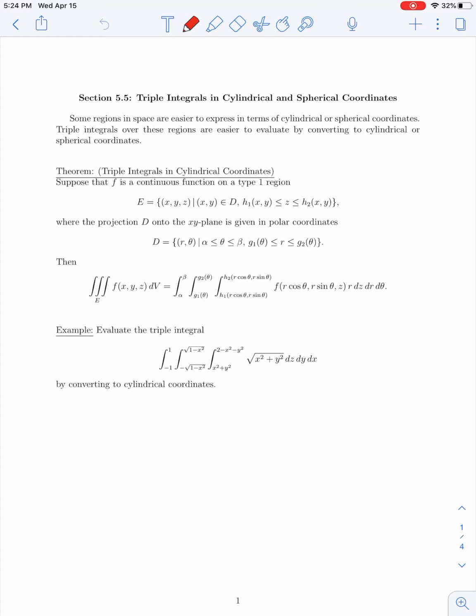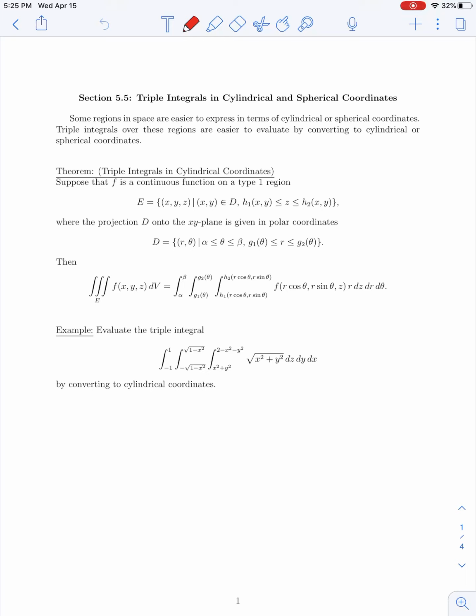So the idea in this section is going to be similar. If we have some triple integral of a function of three variables, which we want to evaluate over a bounded solid region in space, well, certain regions in space are more easily described using cylindrical or spherical coordinates rather than the rectangular coordinate system. So converting our integral to an integral in terms of spherical or cylindrical coordinates will make evaluating those triple integrals much easier.